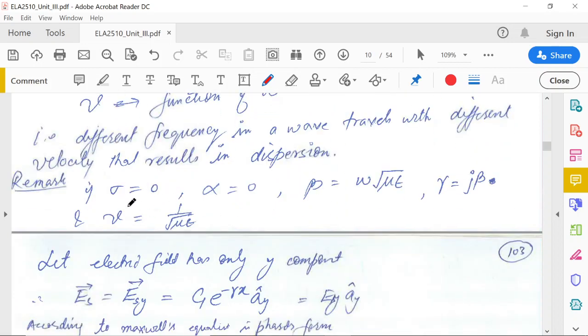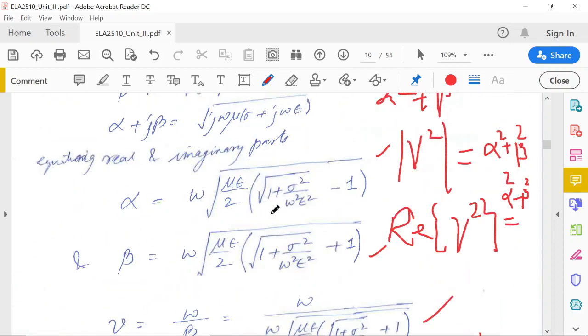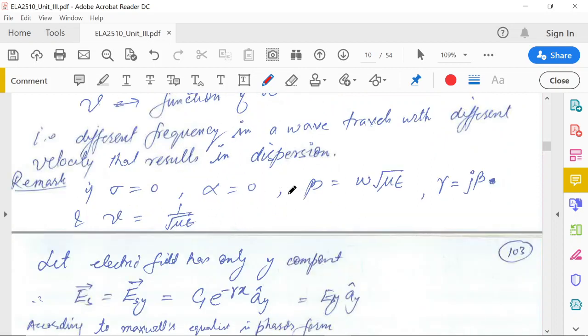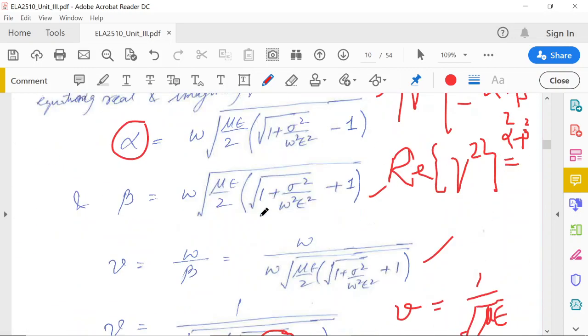Now, if sigma equals 0, then this will become 0, and 1 under root 1 is 1, 1 minus 1 is 0. So alpha equals 0, and beta will become omega under root mu epsilon, and you will have the same previous value. So alpha equals 0, beta equals omega under root mu epsilon, and then gamma will become j beta, as in the previous case. So it will become a lossless dielectric, and it will lead to the previous situation, and there will be no attenuation and no dispersion.